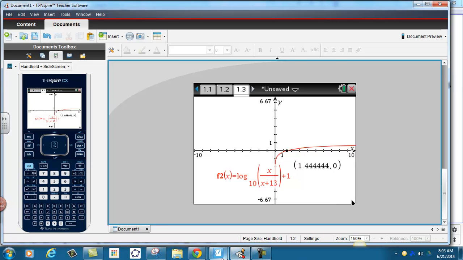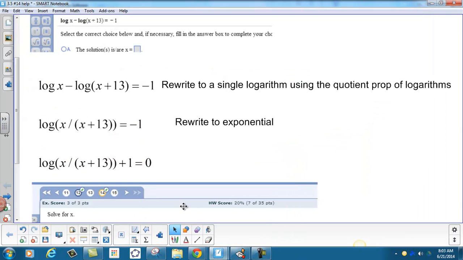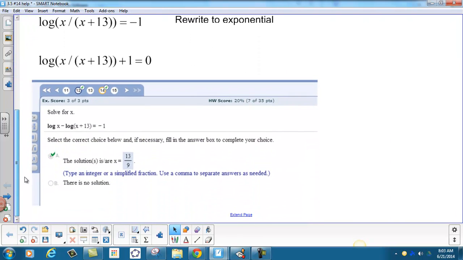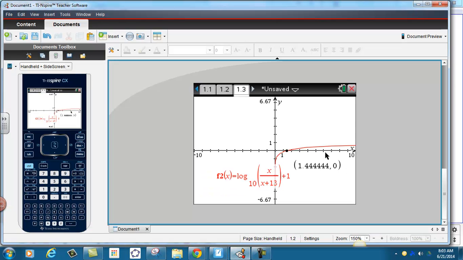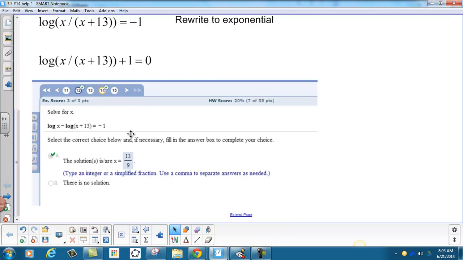But if I look at the problem here, the answer to this problem, the way MathXL wanted it typed in, is they wanted an integer or simplified fraction. This is not an integer, so we have to write the answer as a fraction. So 1.4 repeating is equivalent to 1 4/9. So what I have done is I have changed 1 4/9 to 13/9 when I typed in the answer.